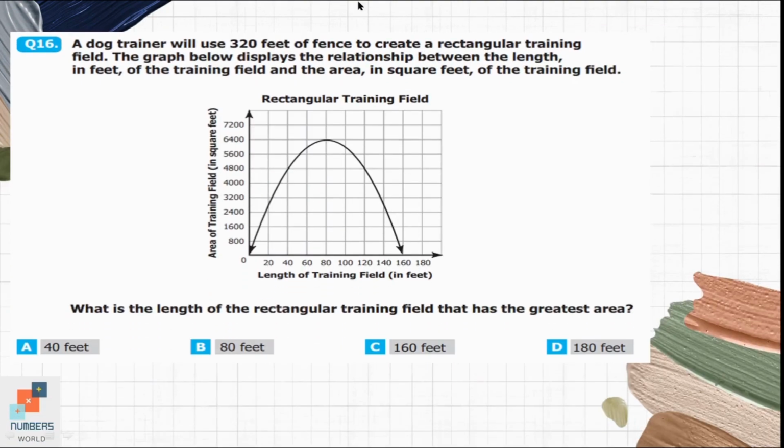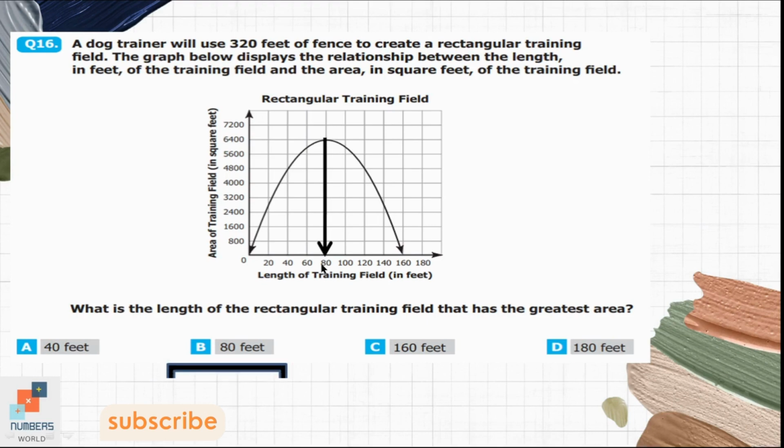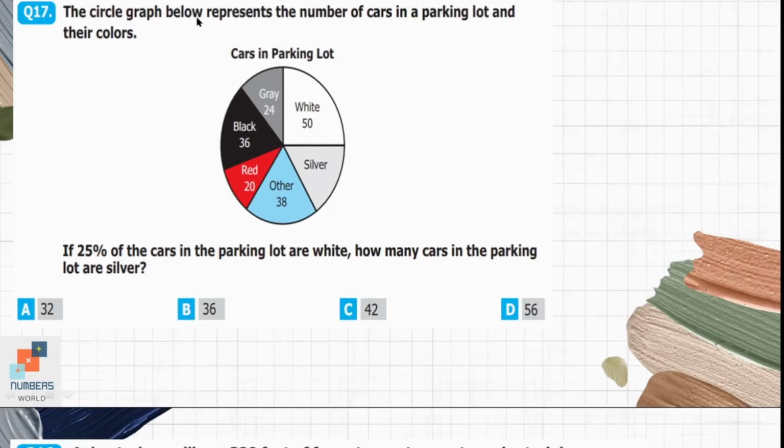Question number 16. A dog trainer will use 320 feet of fence to create a rectangular training field. The graph below displays the relationship between the length in feet of the training field and the area in square feet of the training field. What is the length of the rectangular training field that has the greatest area? We can see in the graph the greatest area is 6400, and the length for 6400 is 80 feet, which is our option B.